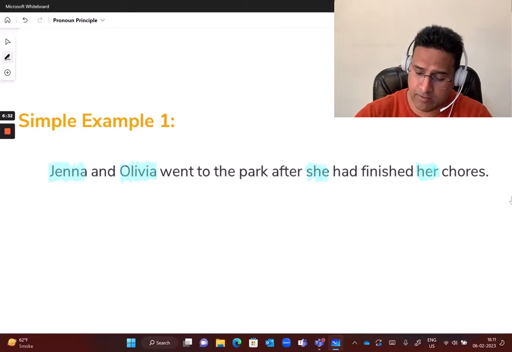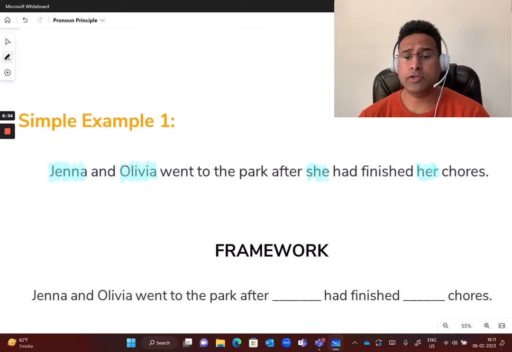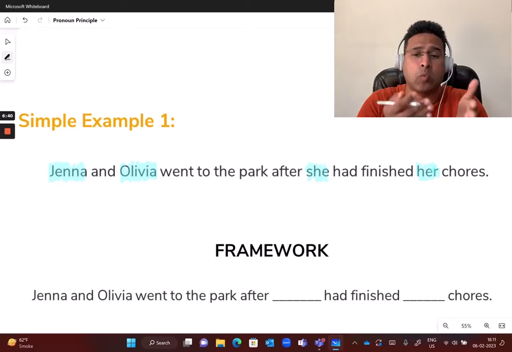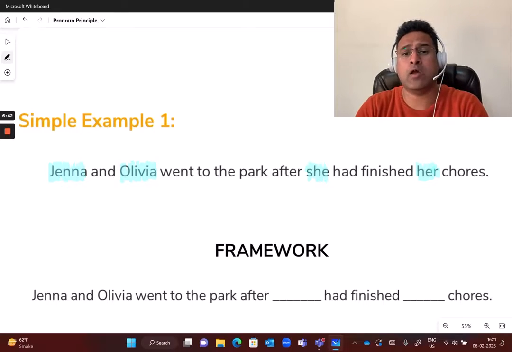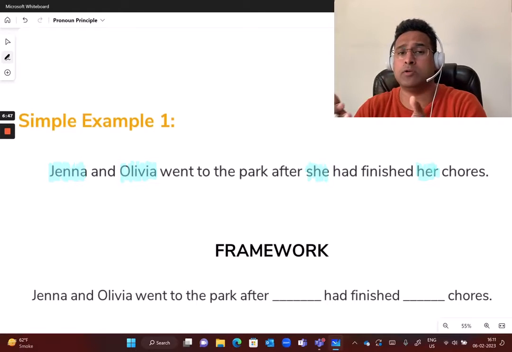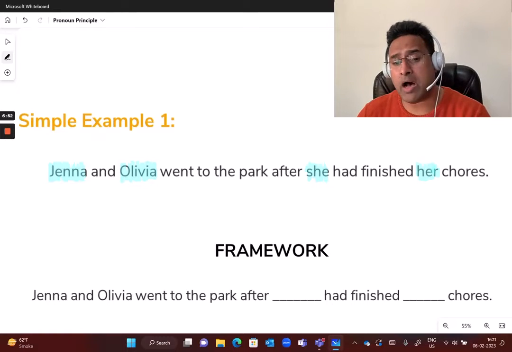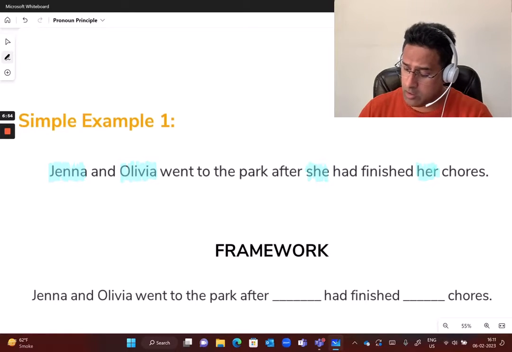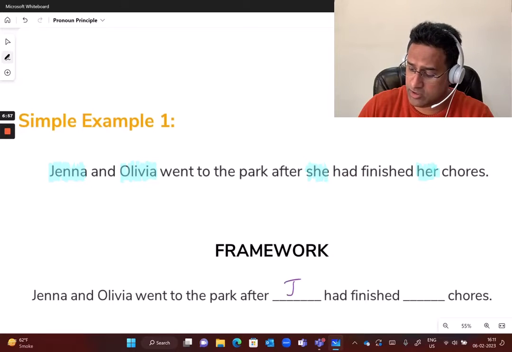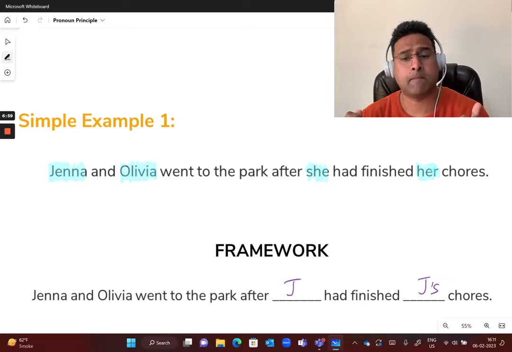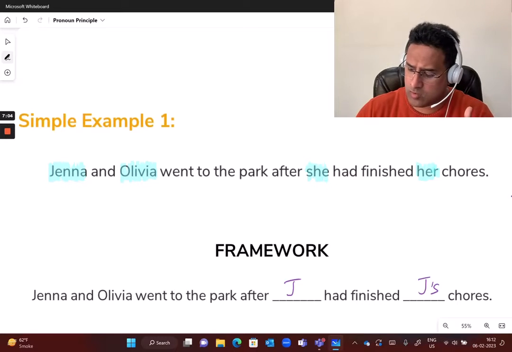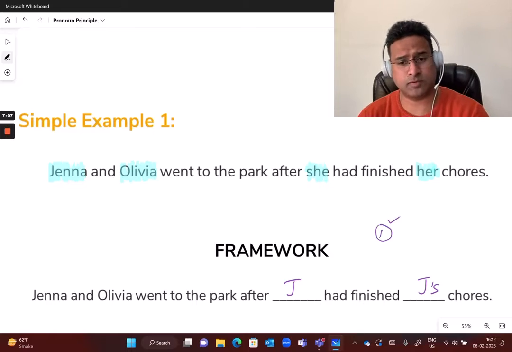Simple. Apply the following framework. All you need to do is substitute a pronoun with all its potential antecedents one by one and see whether there is more than one possible logical idea. For example, Jenna and Olivia went to the park after Jenna had finished Jenna's chores. Ask yourself, does this make sense? Sure it does. So case 1 is possible.